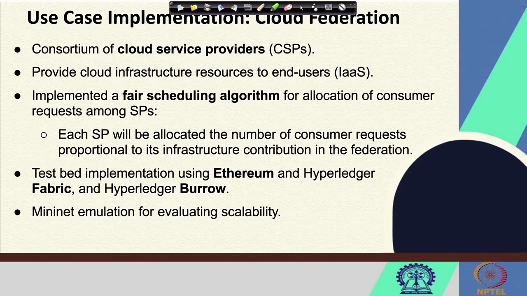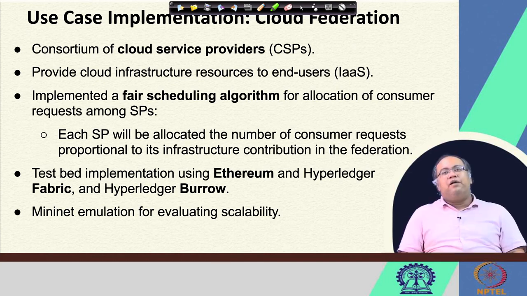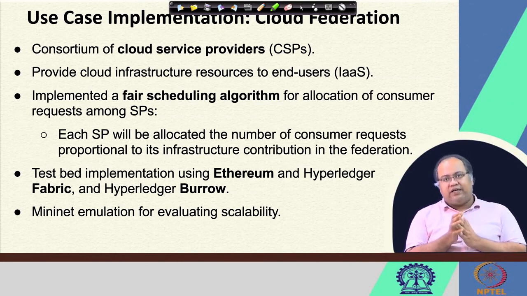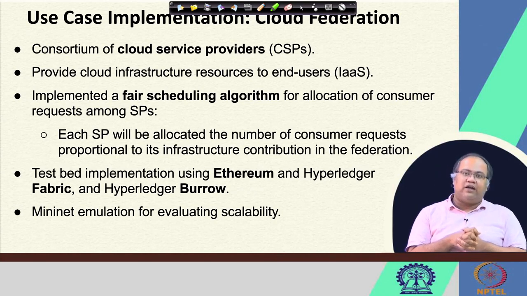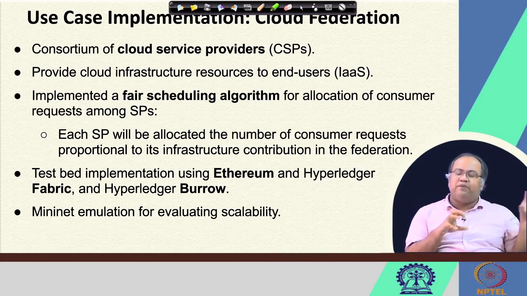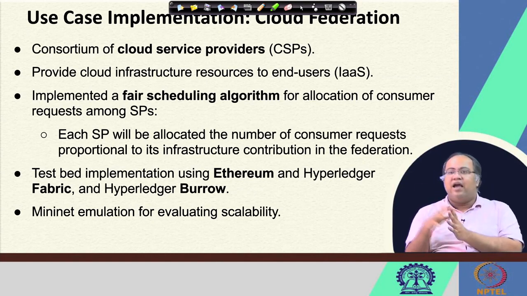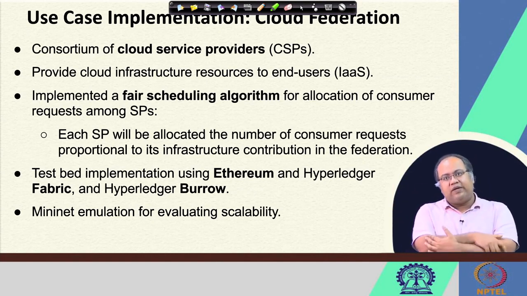Now, what we did is we implemented a use case of cloud federation. The idea of cloud federation I was talking to you about initially. In cloud federation, multiple cloud service providers come together and collectively share the cloud resources. OpenNebula federation is an example of such a federated cloud architecture. In a federated cloud architecture, there can be multiple small service providers. One service provider provides the computing service, another can provide the storage service.